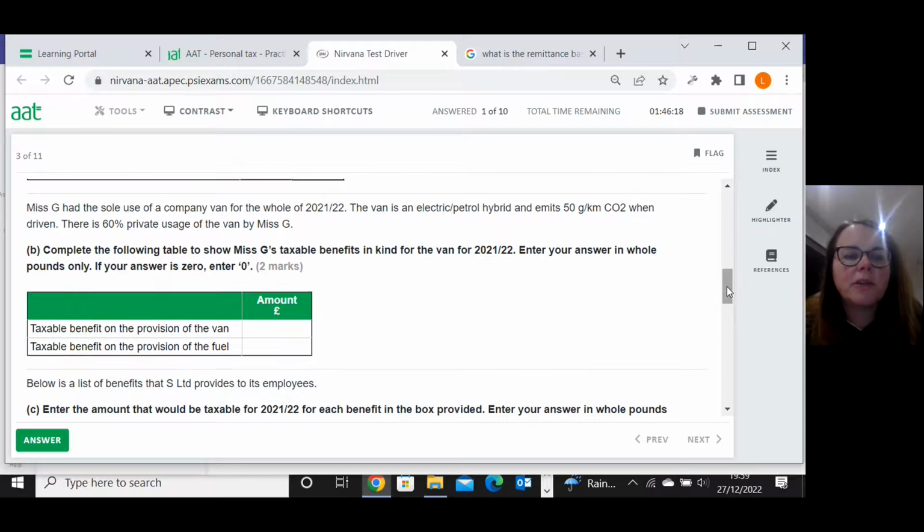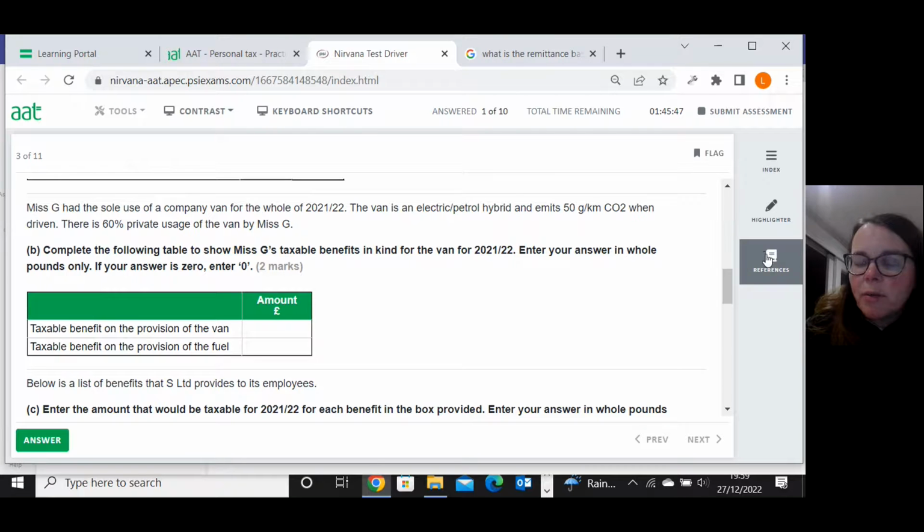Miss G had the sole use of a company van for the whole of 21-22. The van is an electric petrol hybrid and emits 50 grams per kilometre of CO2 when driven. There is 60% private use, so there's some private use. Incidentally, it doesn't come up in this question, but home to the workplace in a car counts as private use, but in a van, it doesn't. So just watch out for that as well.